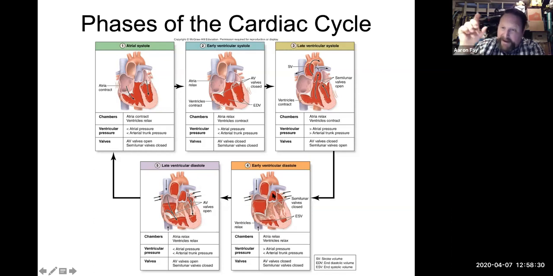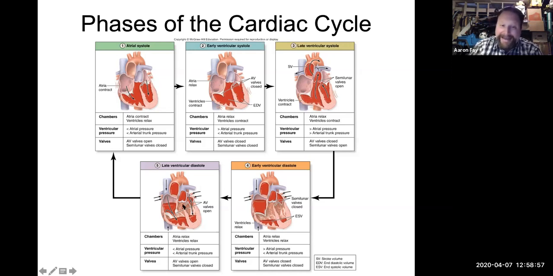Because you now have a higher pressure in the arteries, the semilunar valves slam shut. Dub. So when the semilunar valves slam shut, this is dub. However, the pressure inside the ventricle has not yet dropped below the pressure in the atria, so the AV valves continue to remain closed.